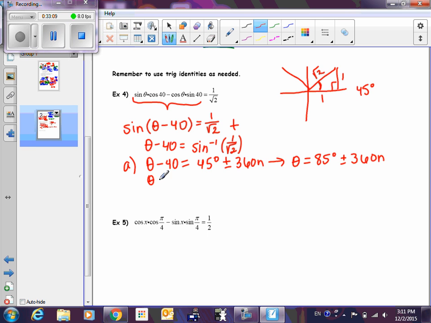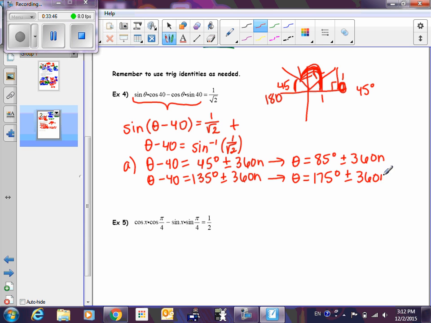All right, now we got to come up with our other one. Besides 45, okay, if this angle right here is 45, what is the big angle all the way starting at 0? If this is 180, what's 180 minus 45? 135. So we got 135 degrees plus or minus 360. So that would then give us theta equals, and so when I add 40 over, I would get 175. And that's my answer to part A.